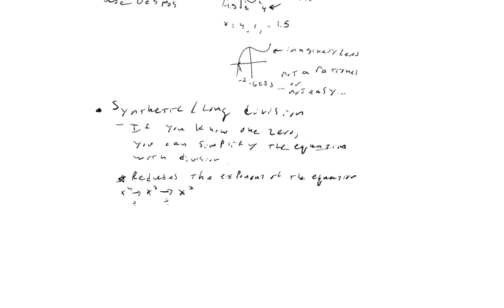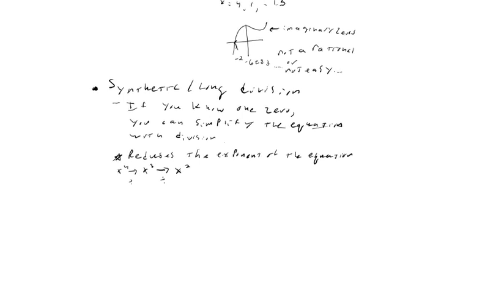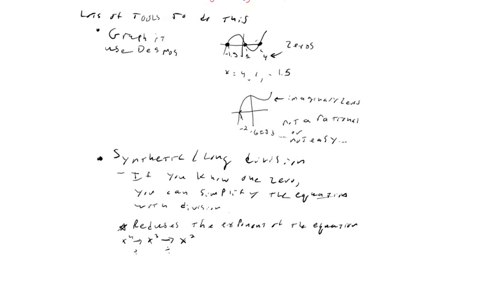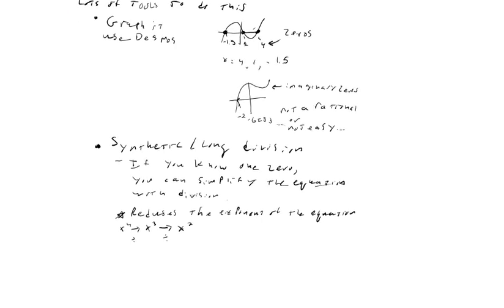And you can keep doing these divisions to find the zeros. And this will help. So graphing is very useful, but sometimes graphing doesn't give us an exact answer, or we can't find it out. So we can use synthetic and long division to simplify our problem a little bit more.